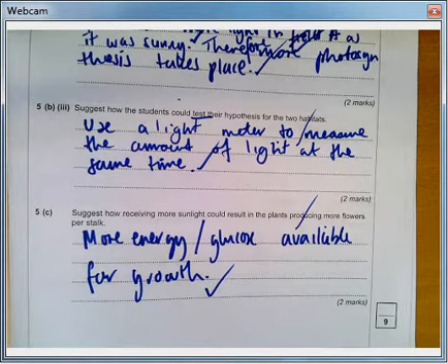Suggest how receiving more sunlight could result in plants receiving more flowers per stalk. Well, they're going to end up with more energy, okay, from their glucose they produce via photosynthesis. And that more energy is going to be available for growth, and therefore they'll end up with more flowers.